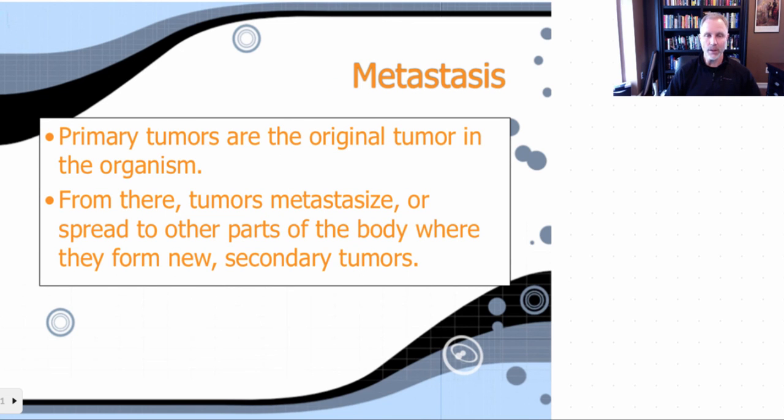Okay. So primary tumors are the site of origin of the particular tumor, and then as it begins to grow and spread, that's called metastasis. And we say that these tumors can metastasize or spread to other parts of the body and form these secondary tumors.